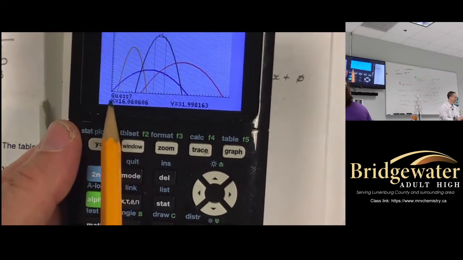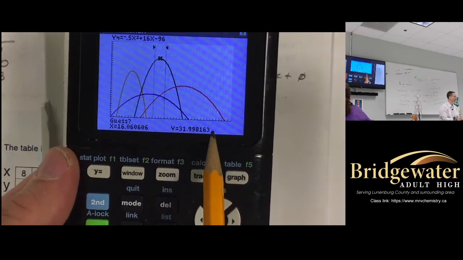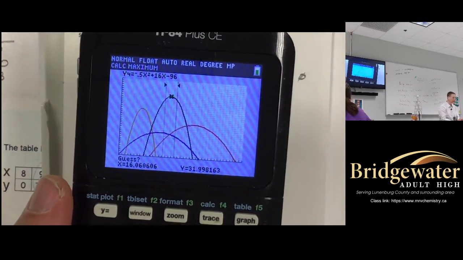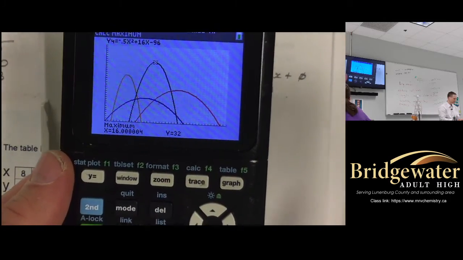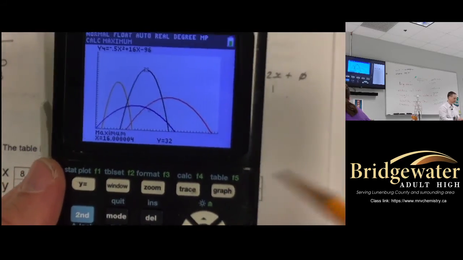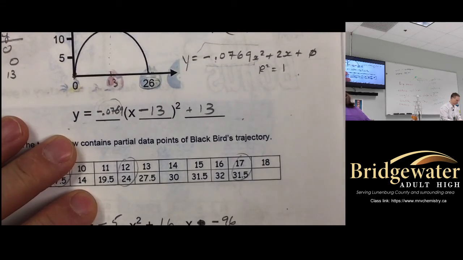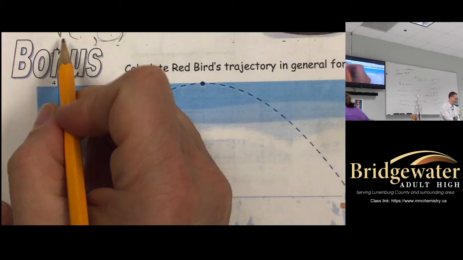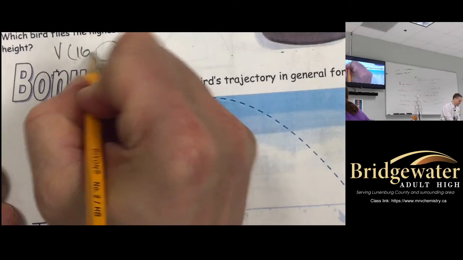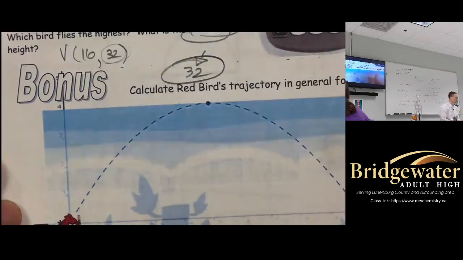So my guess, if I were to guess, it's 16.06 and 31.998. What would you guess the vertex to be? 16 and 32. Let's hit enter and see what it says. The maximum is 16.000004, 16 and 32. And so we can actually put in here vertex 16 and 32. And now we can answer what bird flies the highest. We know it's black because we saw it. What's their maximum height? 16 and 32. So their maximum height is 32.